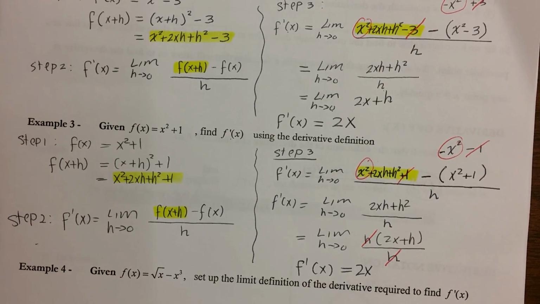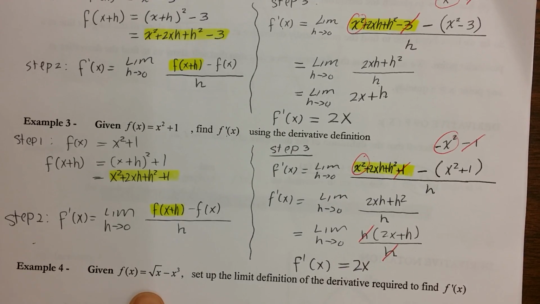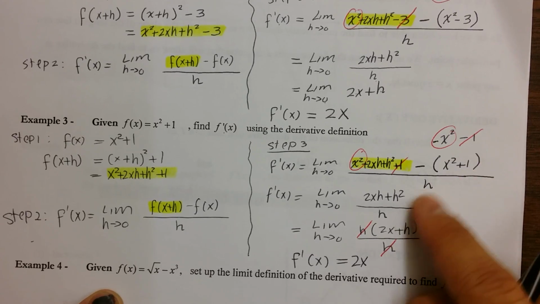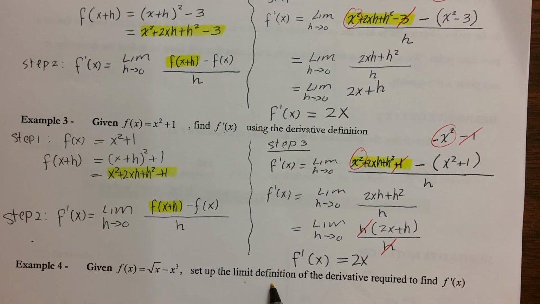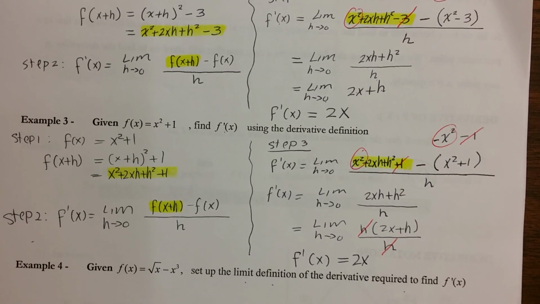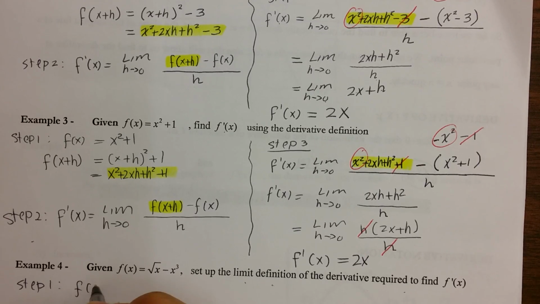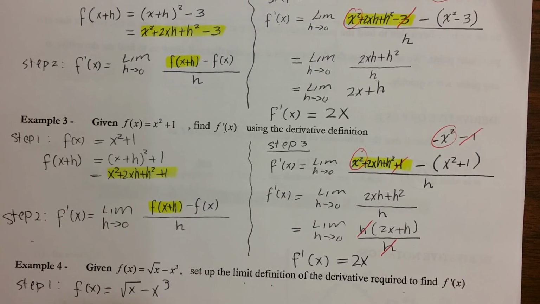Now, it is not always easy to find the derivative function. For example, if I want to find the derivative function for this function, it would be really hard for me to simplify to get past step number 3. So sometimes all you have to do is set up the limit definition for the derivative and leave it alone. So let's do that. Step 1: this is my original function, and I'm going to plug in an x plus h. So you replace all the x's by x plus h.